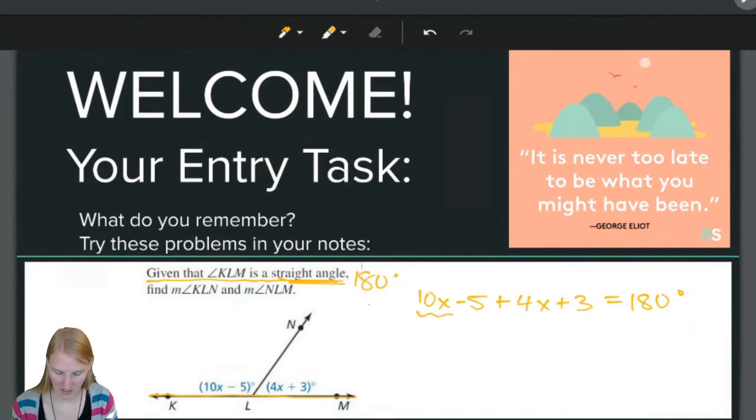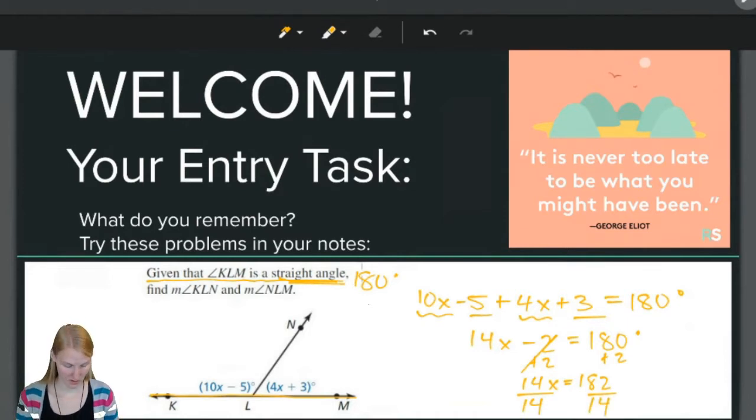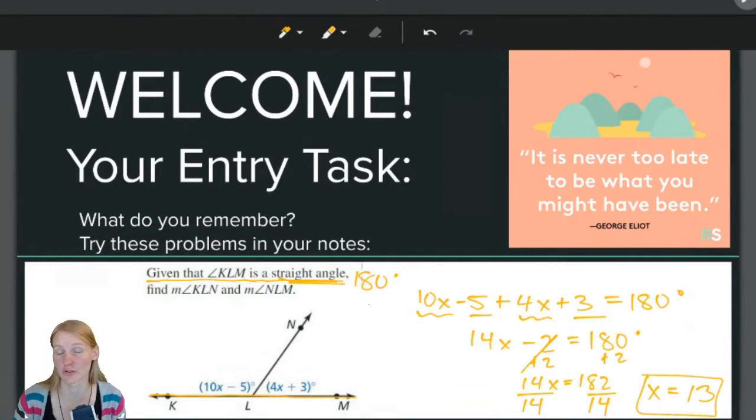And now I'm going to combine my apples and oranges, combine my x's, combine my numbers. 10 plus 4 is 14x. Negative 5 plus 3 is negative 2. And that is still equal to 180. Add 2 to both sides, and 14x equals 182. Divide both sides by 14, and 182 divided by 14 is 13. So x equals 13. Am I done? Found x. Good to go, right?